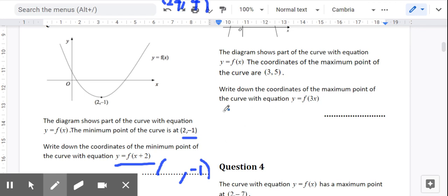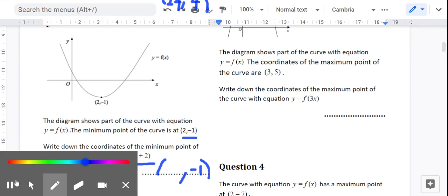Similarly, answer the rest of the questions. Do let me know if you have any questions.